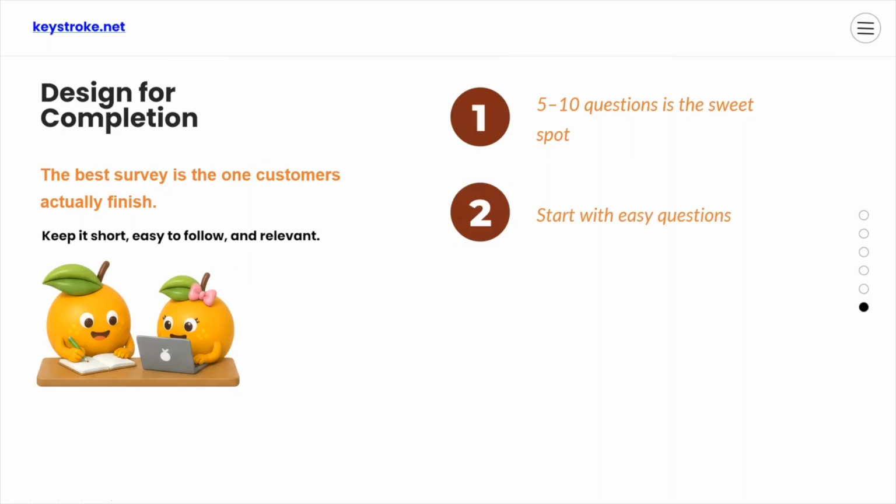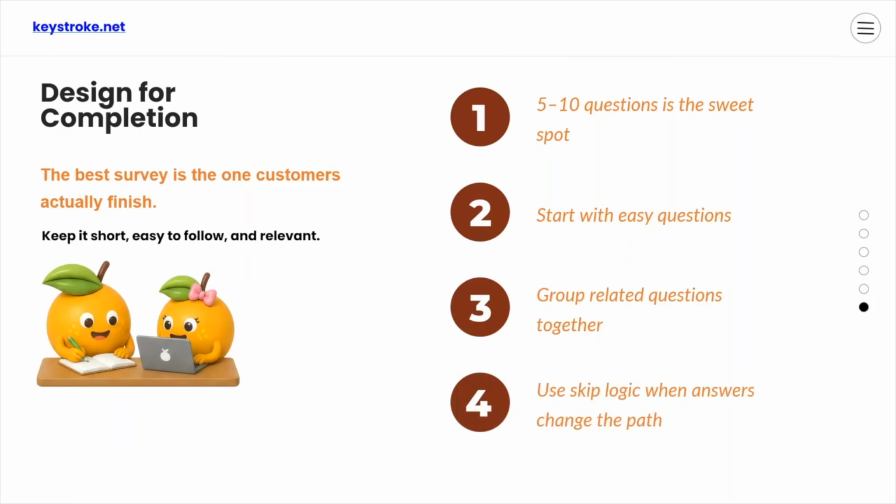Start with easy questions, or even general questions, group related questions together, and then use skip logic to present only relevant questions. Okay. So we're starting with non-threatening questions to build momentum, grouping related questions in a logical section.